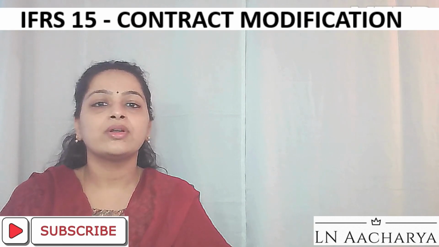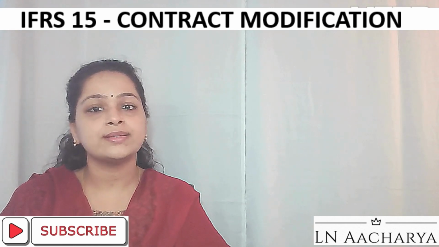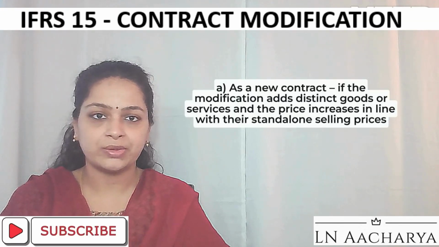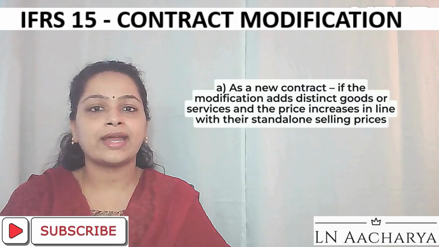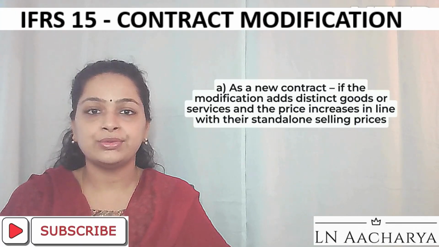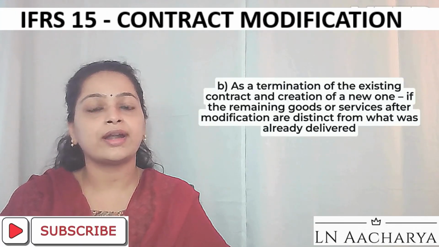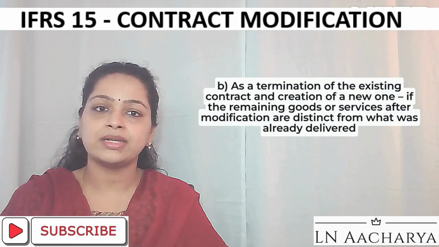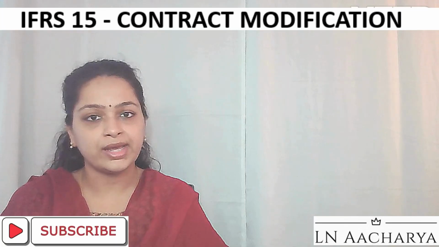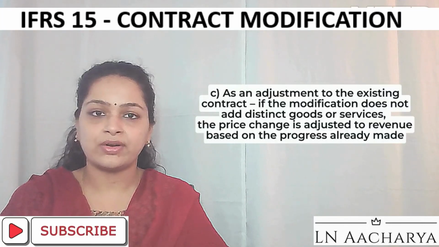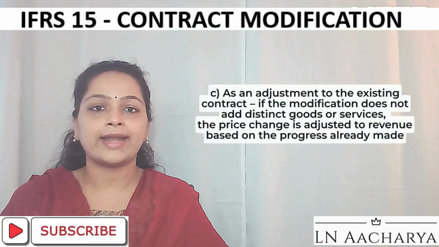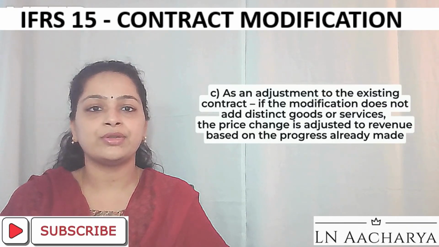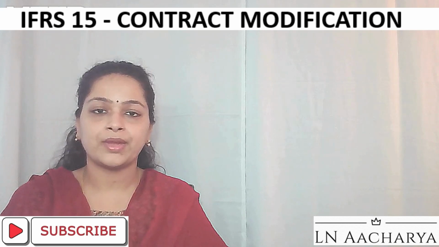To wrap up, contract modifications can be treated in three ways. One, as if it's a new contract, if the modification adds distinct goods or services and the price increase is in line with their standalone selling prices. Two, as a termination of an existing contract and a creation of a new one, if the remaining goods or services after modification are distinct from what was already delivered. And three, as an amendment to the existing contract if the modification does not add any distinct goods or services, in which case the price change is adjusted to revenue based on the progress already made.